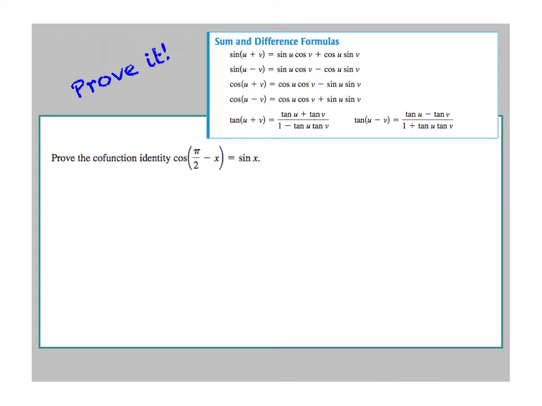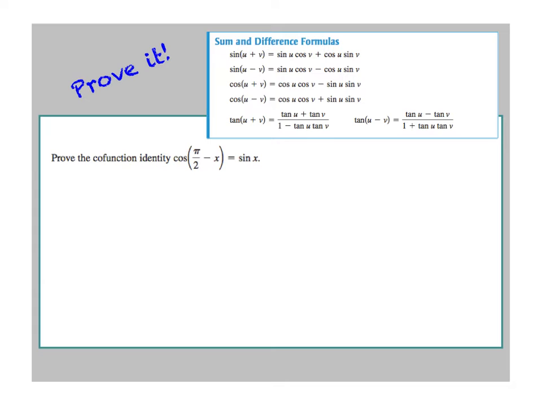Prove this cofunction. All right, so now we have cosine of pi over 2 minus x, which we already know is what? Sine x, right? Remember, sine of pi over 2 minus x is actually the same thing as cosine of x. So you already know these cofunctions. I had you memorize them before. Now we're going to show another way why they work.